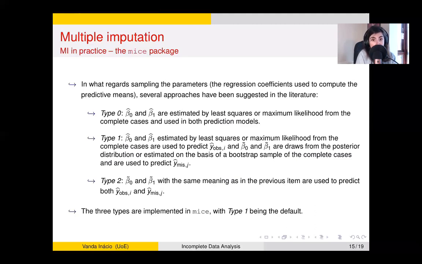Predictive mean matching is also the default method in mice for continuous variables. Okay, and some of you that used mice in the assignment didn't change the default, so you were not implementing the approach that we were required to implement in the assignment, because you need to change the type from 1 to 0, and the number of donors from 5 to 1.